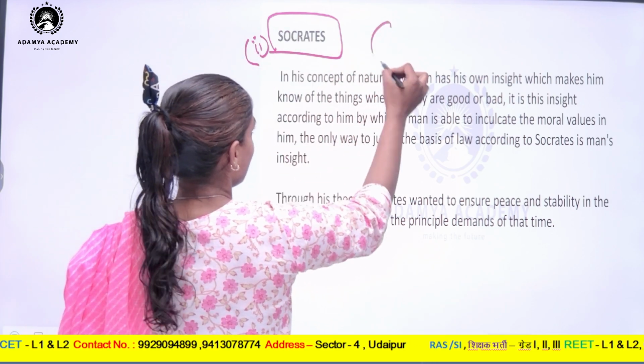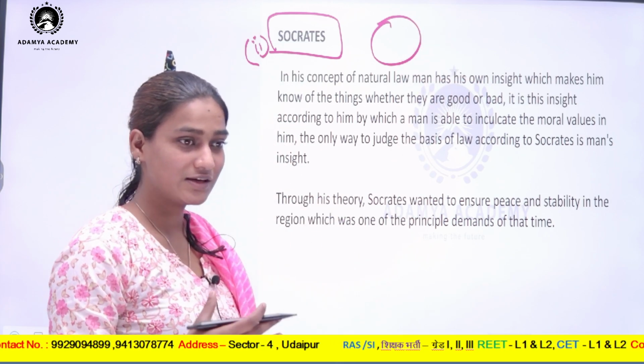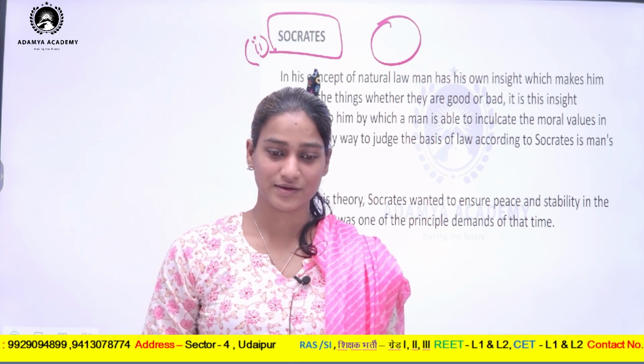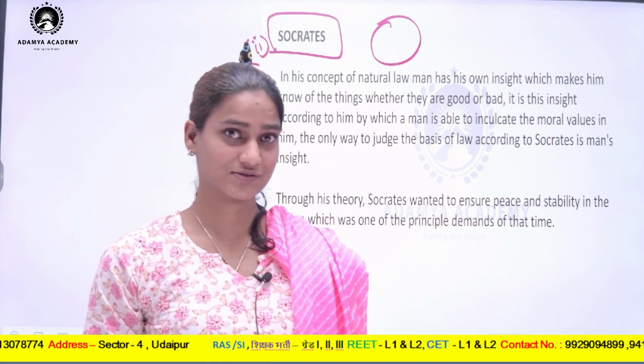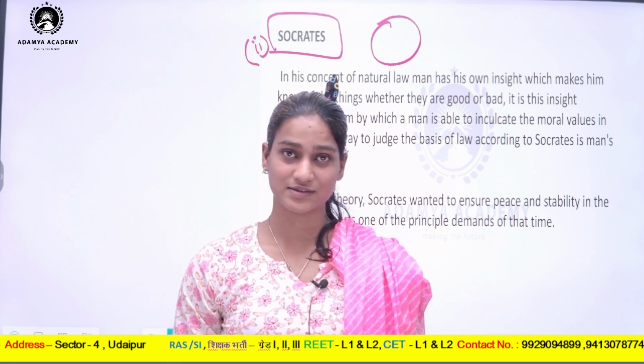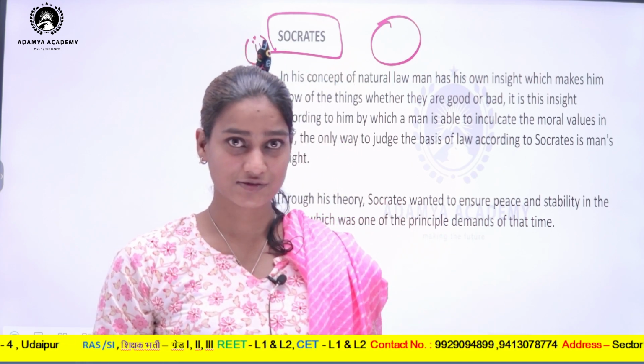So there was a room in which Socrates was there, and what he told about that sovereign should not do that or sovereign should not do this. Society is mature enough that they understand what is right or what is wrong for them. So for this, Socrates was killed.